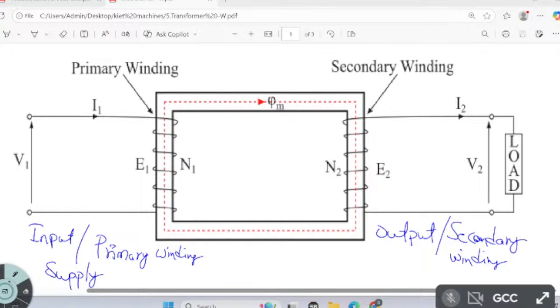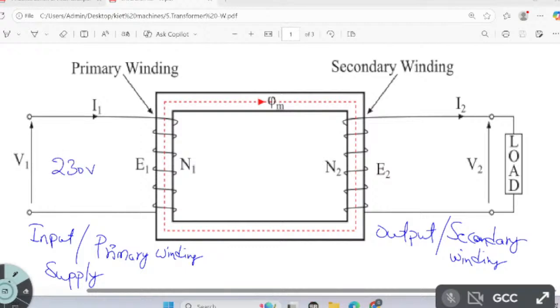How is the voltage level changing? Input is 230, output is 9. How is this 9 volts reducing, and on what parameter does it depend? The 230 volts is decreasing to 9 volts. It depends simply on the number of turns. So here the voltage is less, 9 volts is the example, and you can say the input is 230.